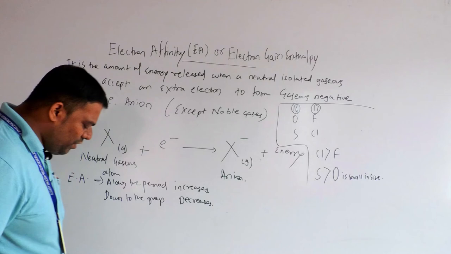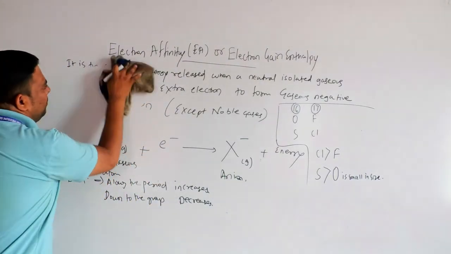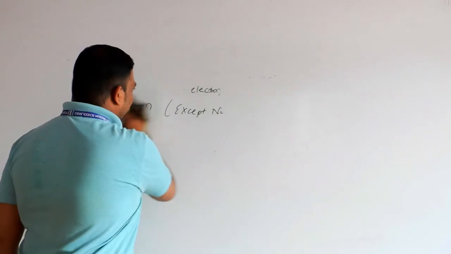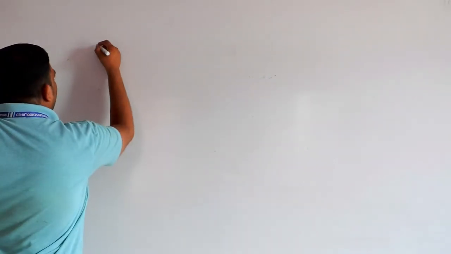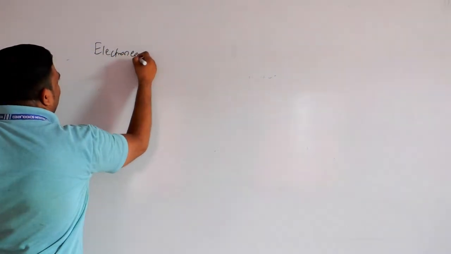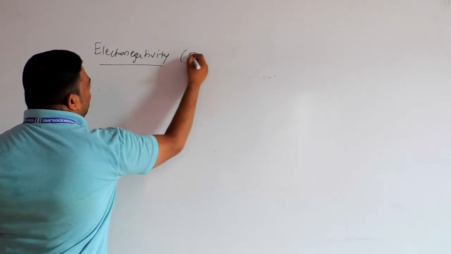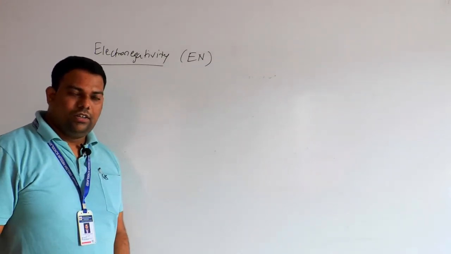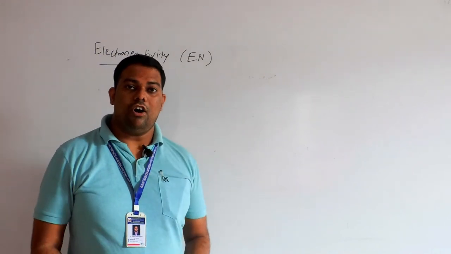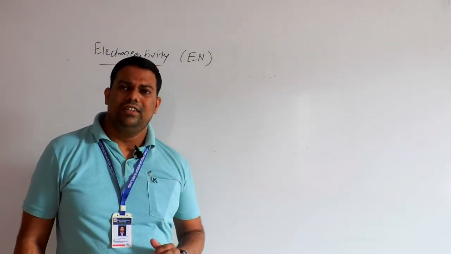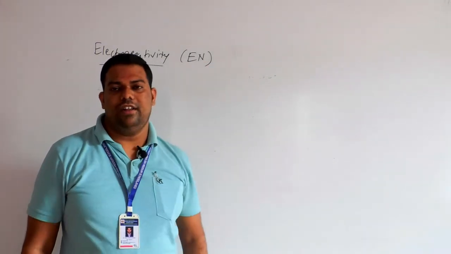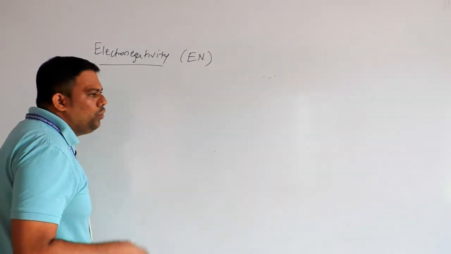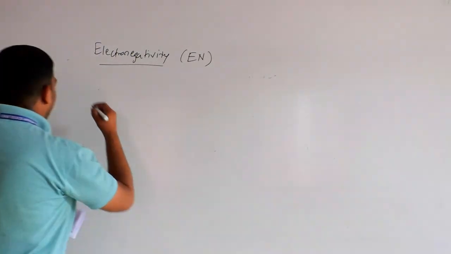Now, beta, we will discuss electronegativity, EN. There are different scales also: Pauling scale, Mulliken scale, Allred-Rochow scale, like that. We are going to discuss those in 11th standard, higher standard. But generally the main important one is the Pauling scale, which we generally use. There is no unit for that scale. So here we will discuss the definition of this.